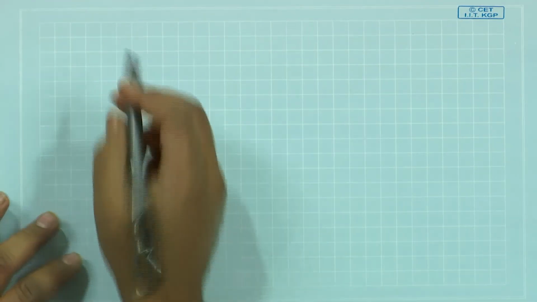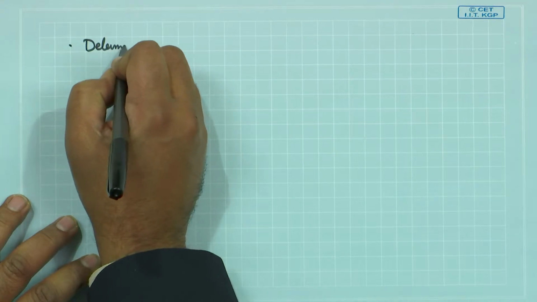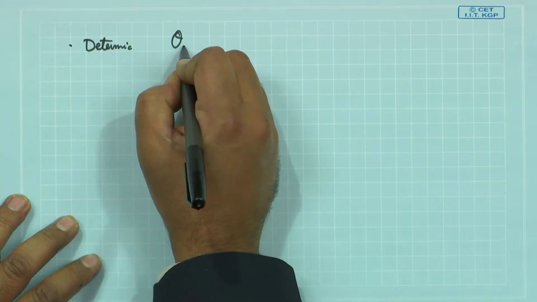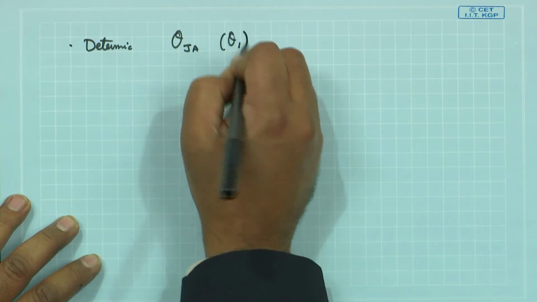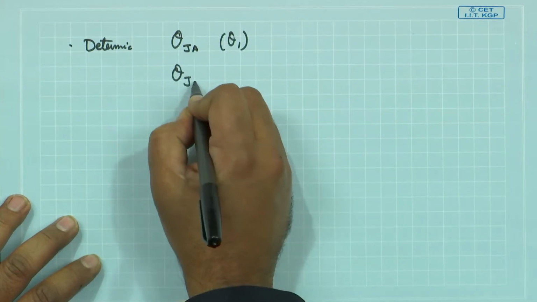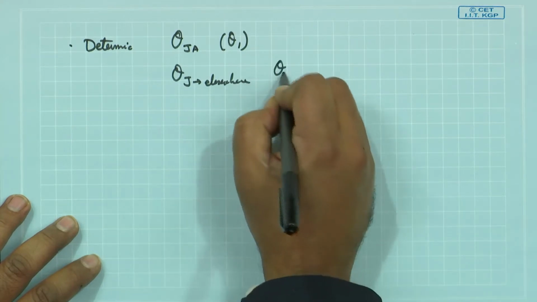So we have to then determine theta JA, let us call it theta 1, and theta J to elsewhere, most probably the motherboard, and let us call it theta 2.